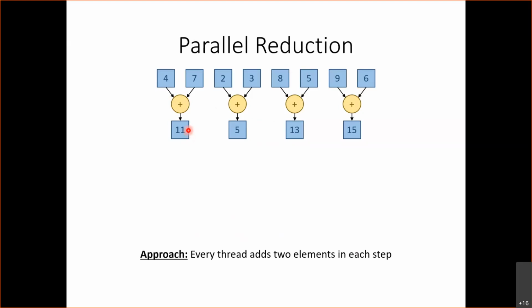Okay, so now I have 4 elements. So with 4 elements, now I can use 2 threads in order to add these 4 elements in parallel. And now I have 2 partial sums. And then finally, I can use 1 thread to add these 2 elements in order for me to get the final result. Okay. So this, we call this a reduction tree.